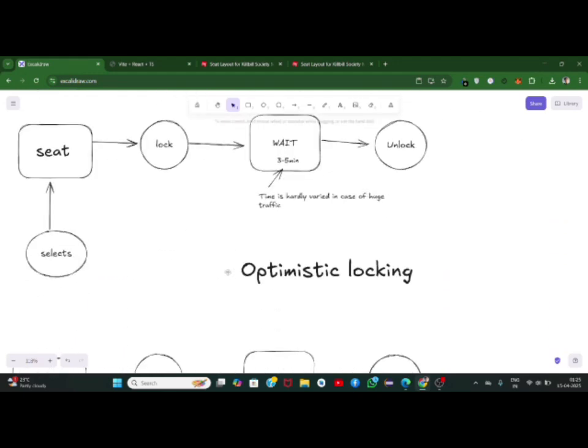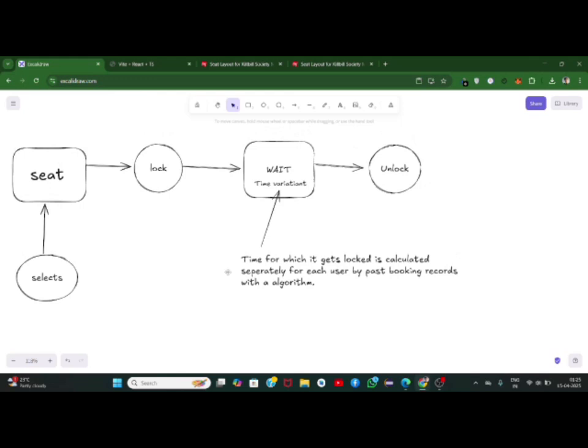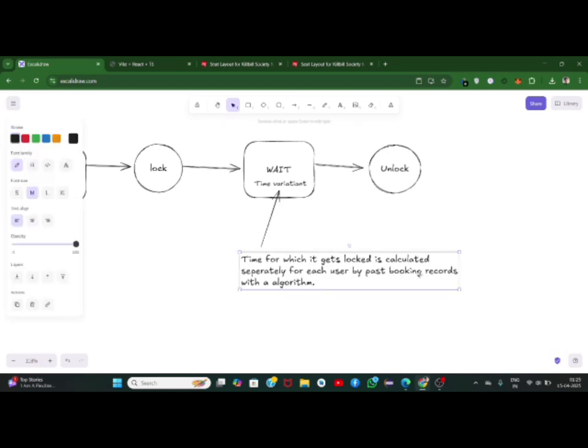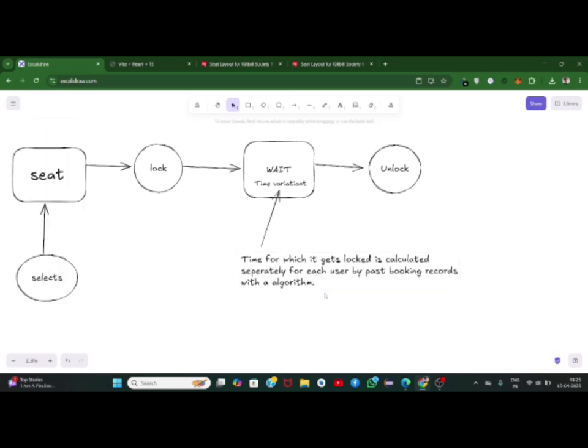So I am trying to create a time variant seat locking mechanism where, when a customer selects seats, the seats get locked for a dynamic time. The time for which it gets locked varies from user to user, and that time is calculated separately for each user from past booking records with an algorithm.